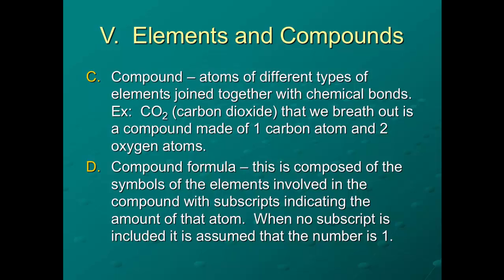Your compounds are atoms of different types joined together. So for example, carbon dioxide, which is in the air you breathe out, it's one of the waste products of what our body processes, is made of 1 carbon and 2 oxygens. Now you'll notice they have a 2 written by the oxygen, but they don't have any number written by the carbon. When there's no subscripted number by an element, it means you have one of those in each molecule.